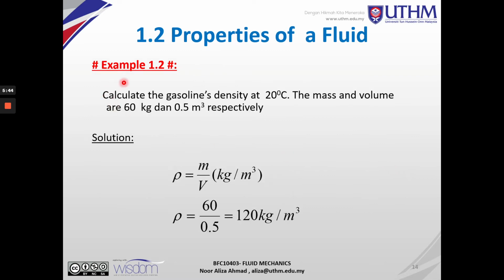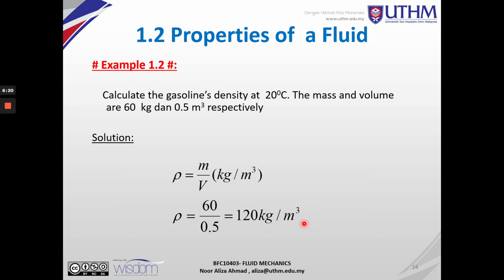First, we look at example 1.2. Calculate the gasoline density at 20 degrees Celsius. The mass and volume are 60 kg and 0.5 meter cube respectively. We use this equation: density is equal to mass over volume. We put in all the values, 60 divided by 0.5, so we get the density of gasoline, 120 kg per meter cube.